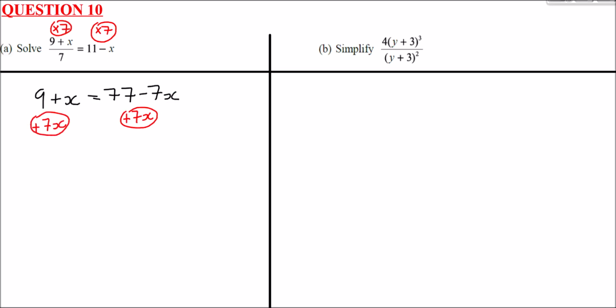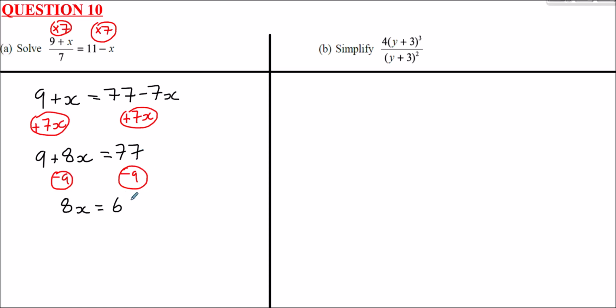After doing that, the left becomes 9 plus 8x. Over here, no x's are left because they've been cancelled off. I'll just have 77. I want the x's to be on their own, so I want that 9 to disappear. Hence, we're going to take away 9 from both sides. So 8x is going to be 77 take away 9, which is going to give us, whoops, what am I talking about? It's going to give us 68.